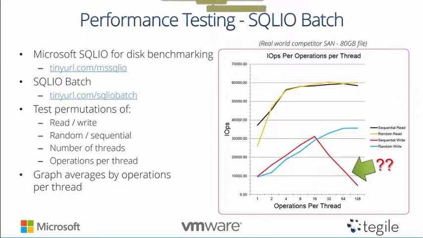There's a utility here that I like to use called SQLIO Batch, and it's just a PowerShell script that goes and tests different permutations of disk activity. What you can do is if you graph the averages of the operations per thread, you can get a graph very similar to the one on the right there. Now, the graph here shows IOPS and operations per thread. The little arrow with the question marks next to it, this is what happens when you have storage performance underneath the virtual machine that's not necessarily designed for this. On our test, we were throttling this thing so hard that we actually filled up a SAN controller cache, and the performance started to take a nosedive.